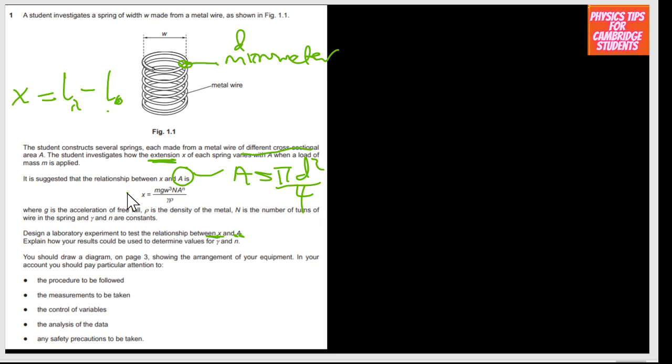Right, so when you're told that the variables are X and A, please take note that the variable that always comes on the left-hand side is your dependent variable. So the one that comes on the left-hand side of the equation is your dependent variable that goes on the y-axis on your graph. And then the one that comes on the right-hand side is your independent variable. In other words, that's the one that you're altering.